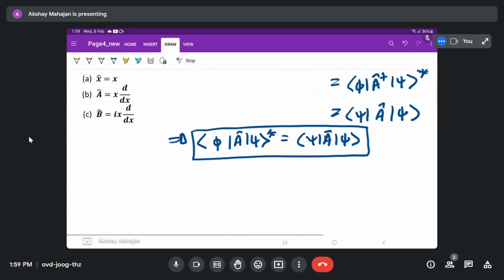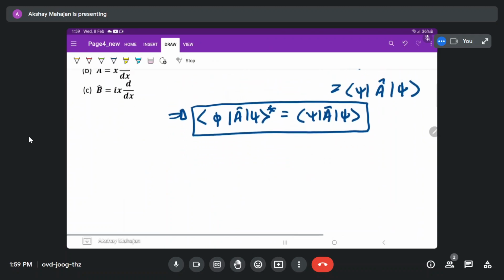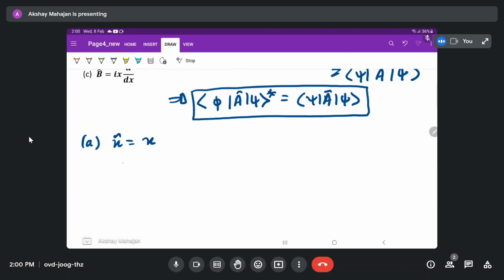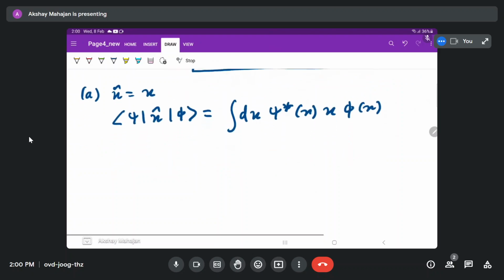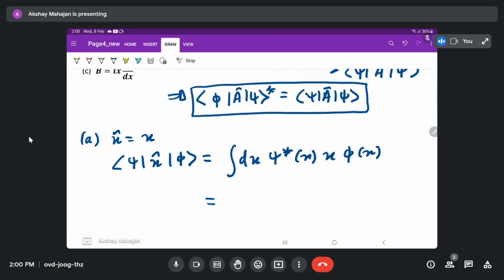Alright, let's do some examples for that. Our first operator is the position operator x cap, which is equal to x. First we will find the simple thing, which is psi x cap phi. If I write it in integral form, this I can write as the integral of psi star x phi of x. Here also, let me make sure that psi and phi are orthogonal, so the overlap of psi and phi will be equal to 0.